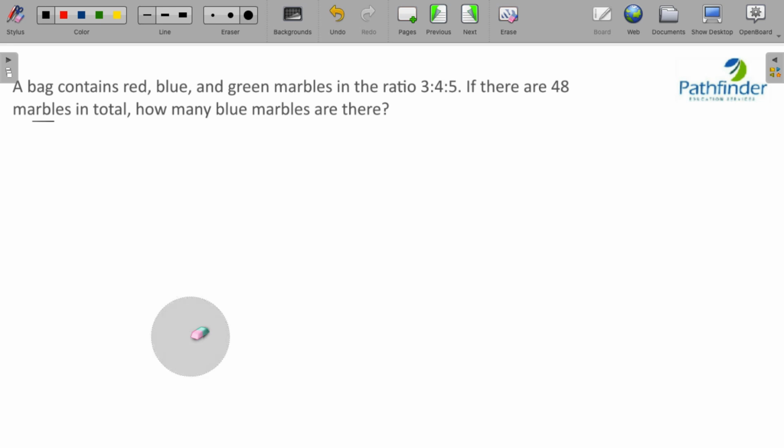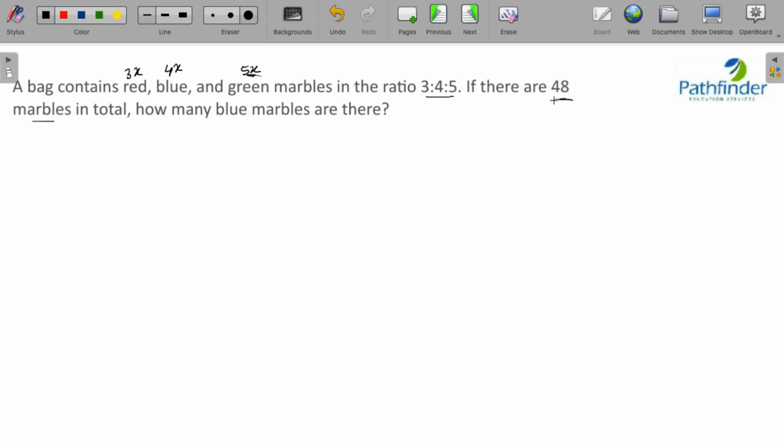So we have our first question. A bag contains red, blue and green marbles in the ratio 3:4:5. If there are 48 marbles in total, how many blue marbles are there? So we know from our basic introductory video that since the ratio is 3, the red marbles must be some multiple of 3, blue marbles must be some multiple of 4, and green marbles must be some multiple of 5. So we have 3x red marbles, 4x blue marbles and 5x green marbles.